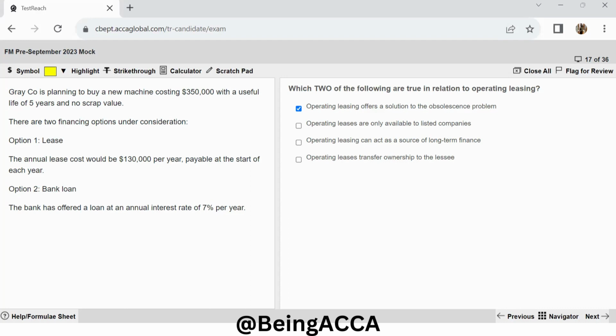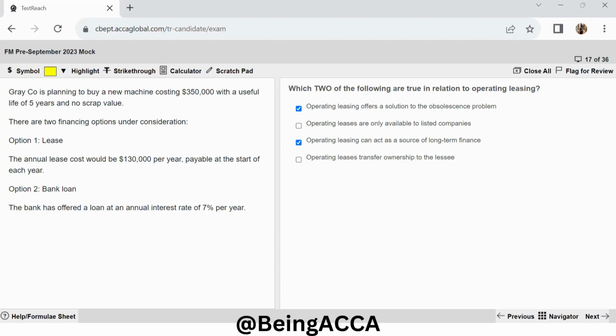Then we have operating leasing can act as a source of long-term finance. Now, this statement is also true. Why is this true? When the contract expires, you can renew that contract over and over again. And this is how you can also use operating leases over longer periods of time.